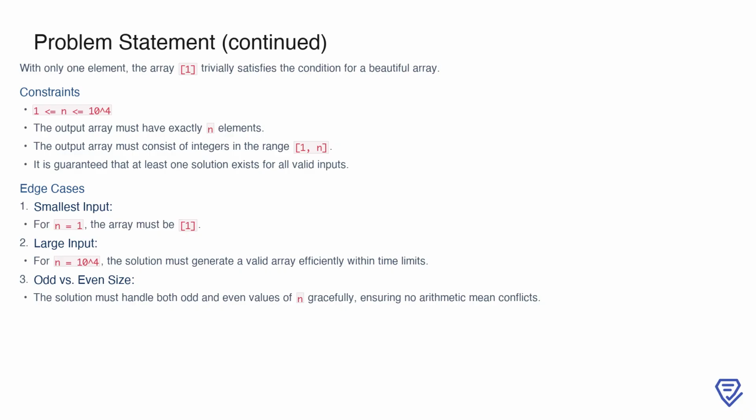The constraints of the problem require that the output array must have exactly n elements, and all elements must be integers within the range 1 to n. Additionally, the solution must be efficient enough to handle large inputs, such as n equals 10,000, within the time limits. Edge cases to keep in mind include the smallest input, where n equals 1, as well as the largest allowable input, where n reaches 10,000. The solution should also account for both odd and even values of n, ensuring that no arithmetic mean conflicts arise regardless of the array size.